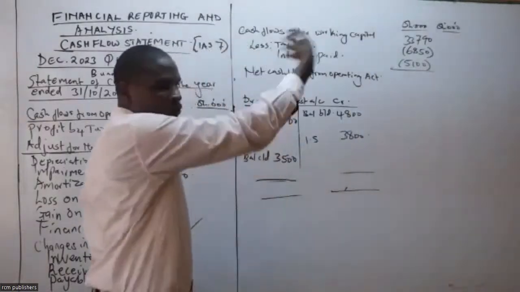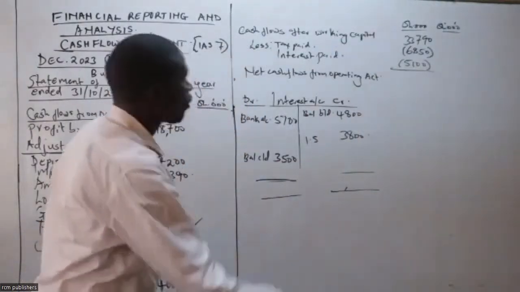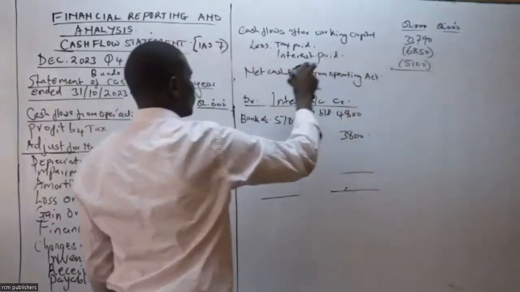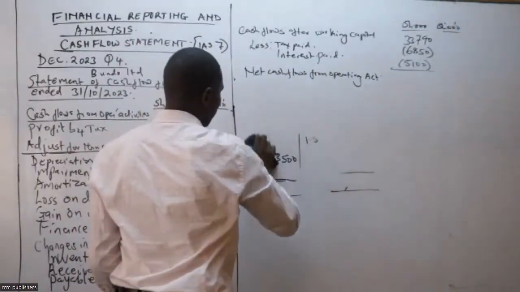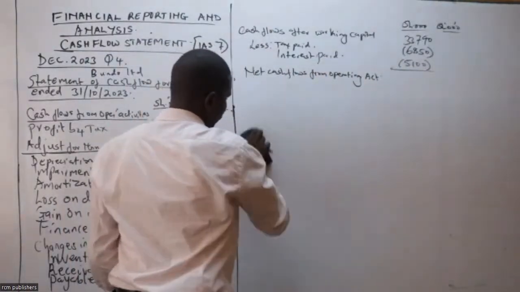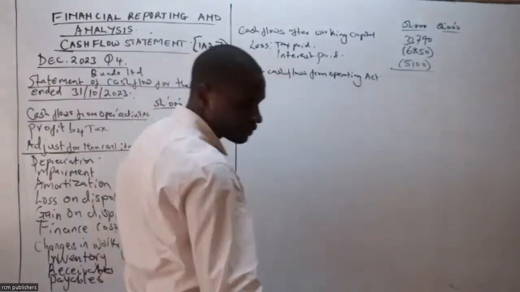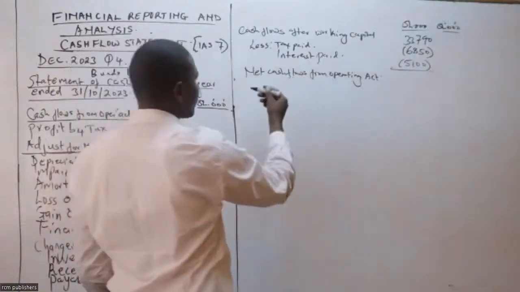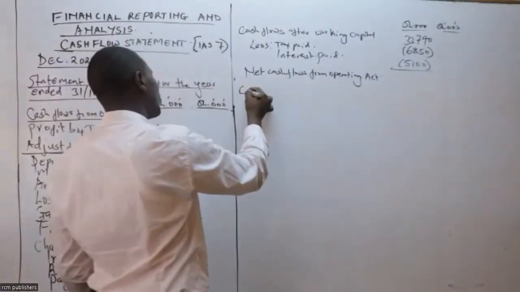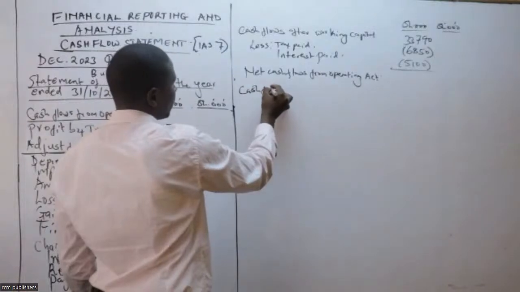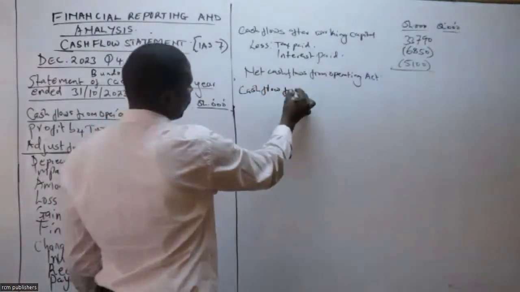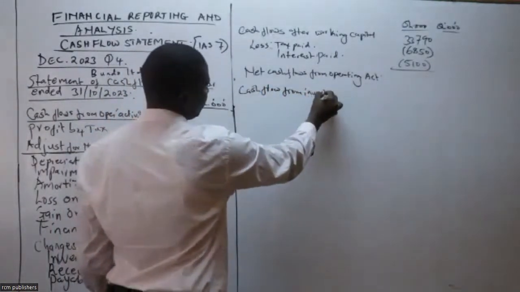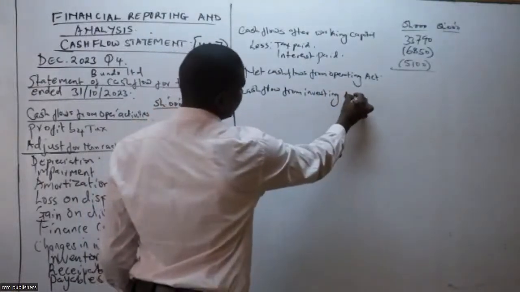So now that one you take it to the other column. Now, can you take that 3790 minus those two, so that we go to the next part of cash flow from interest paid is 5100. Yes, asante. So we shall go to the next part, which is cash flow from investing activities.